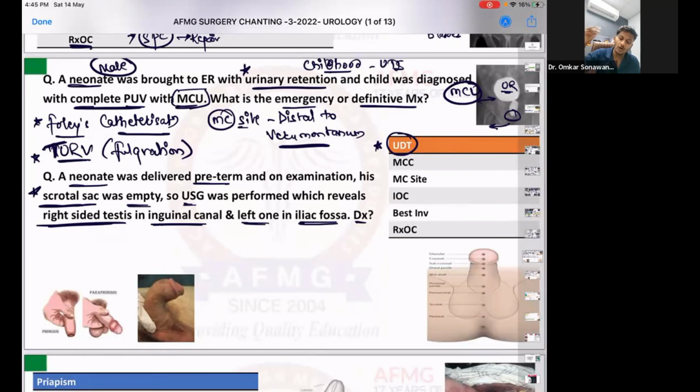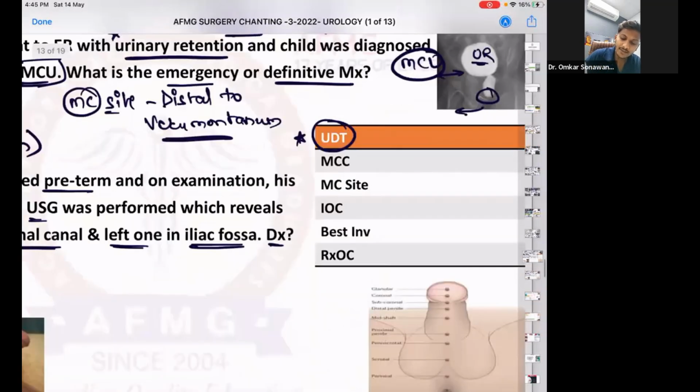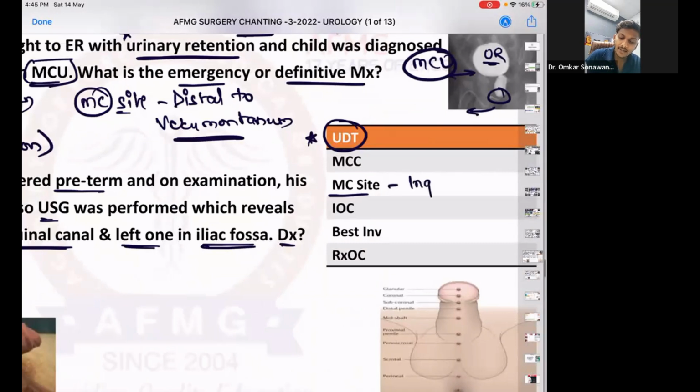If the testis cannot go down properly into the scrotal sac, then it can get arrested at the inguinal canal. So if they ask you the most common site of undescended testis, it is usually the inguinal canal. Okay, it is the inguinal canal.